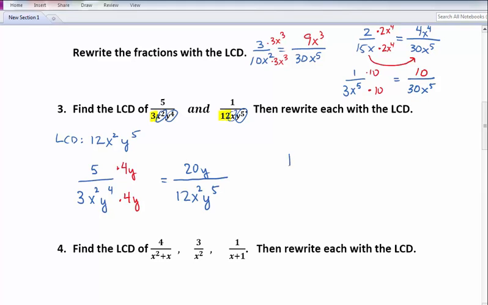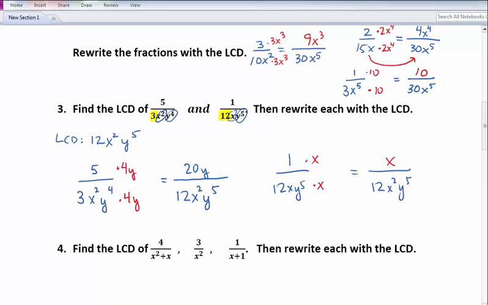And for the other one, 1 over 12x y to the fifth, I'm going to rewrite that as a denominator of 12x squared y to the fifth. If I go in and I figure out what I'm missing in this case, the 12 is there. This only has an x to the first power, so I need an x to build up to x squared, and the y to the fifth is already there. So the x is the only thing missing. So this is going to be x over 12x squared y to the fifth.